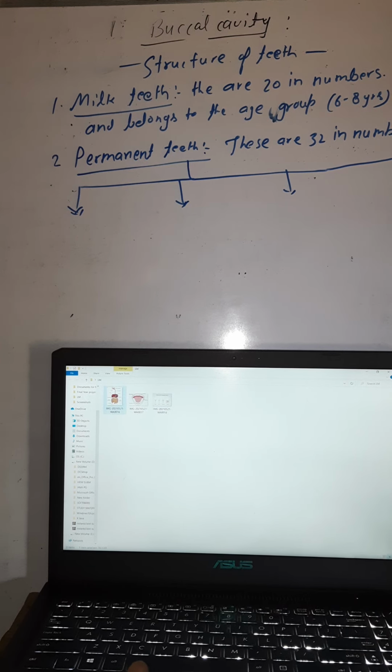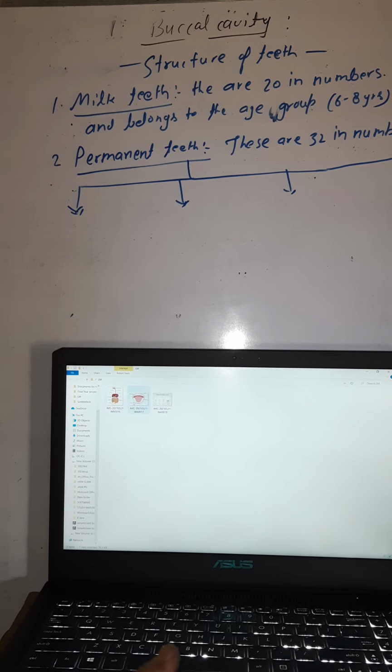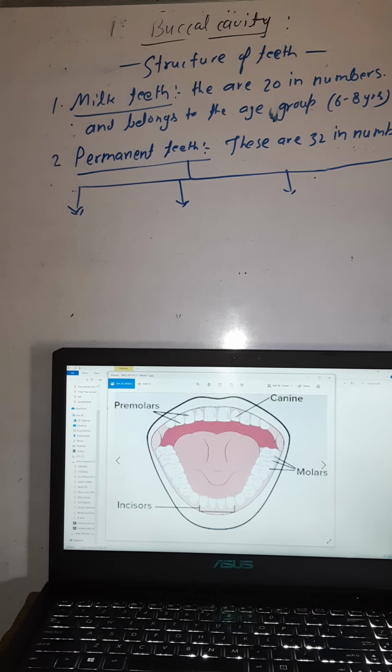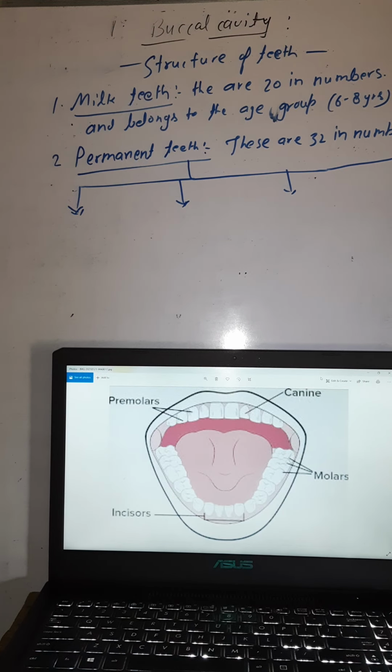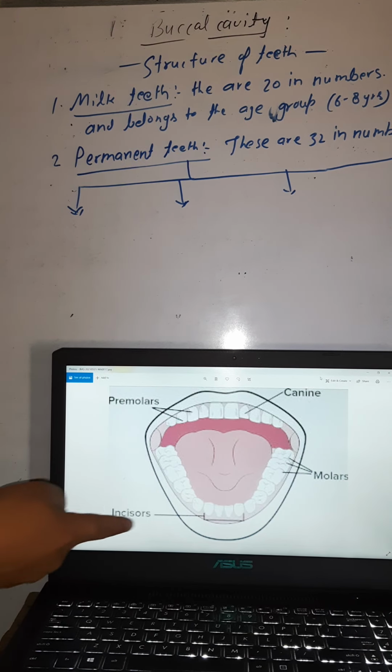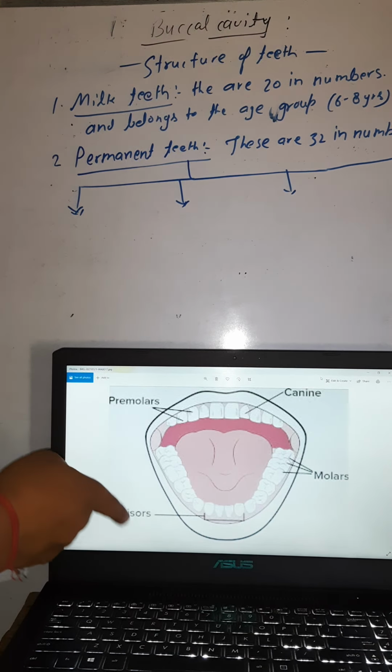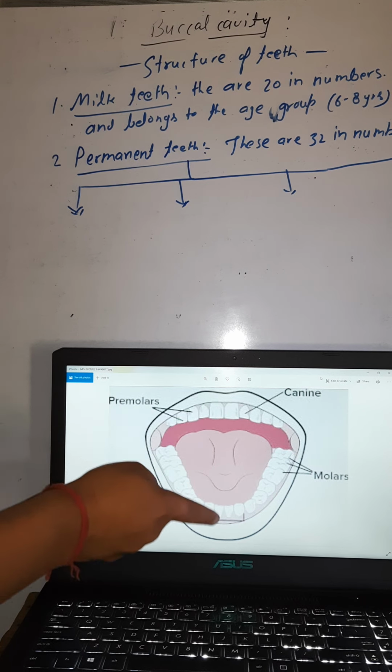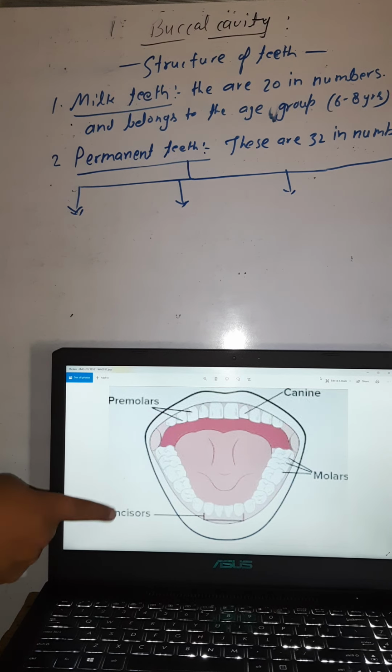If you can see the structure of permanent teeth here, have a look at it. You can see different names written here. The front teeth, which are 4 downside and 4 upside, so 8 in number, are known as incisors.